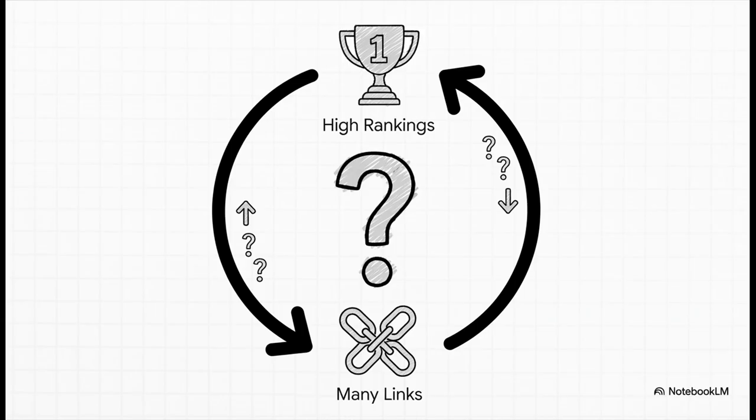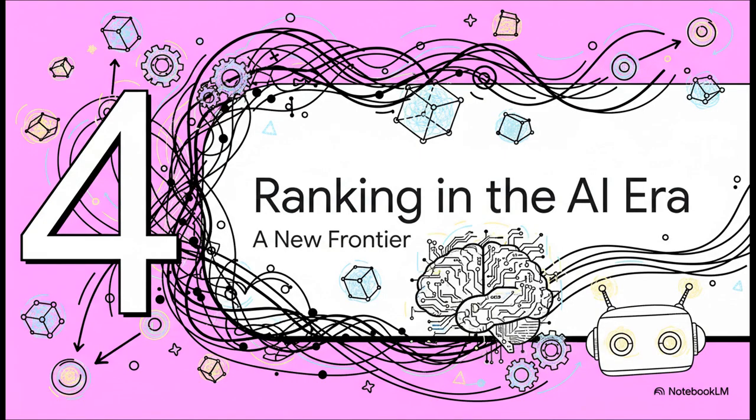Does getting a ton of high-quality links cause a page to rank number one? Or does a page rank number one because it's just got amazing content, which in turn causes it to naturally pick up a bunch of links? For more than a decade, that question has been at the very heart of the SEO debate. And just when we thought that whole debate couldn't possibly get any more complicated, a brand new player has entered the field, and it is changing all the rules all over again. I'm talking about artificial intelligence.